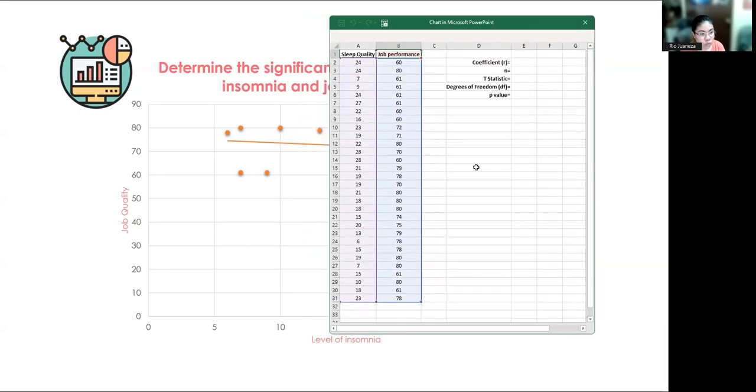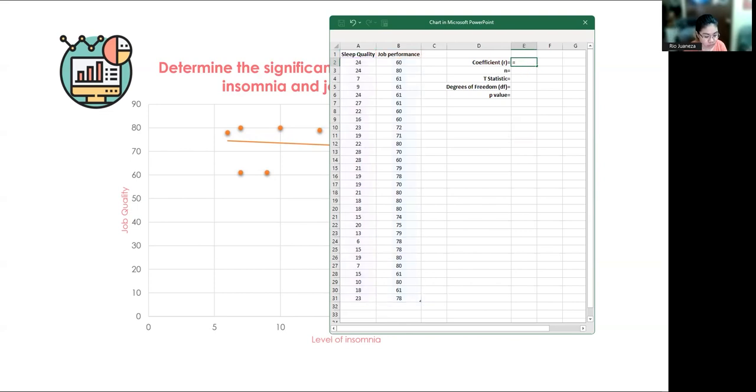So here, we have two groups for the sleep quality and job performance. As you can see on the data, I have grouped them according to their respective category. First, we need to determine the R or the coefficient. To do this, we will use the Pearson function in Excel.